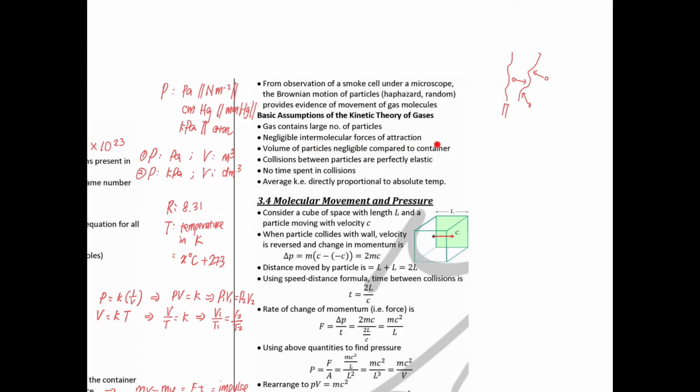Compared to the container, it is a very large container, so of course its volume is very big, and compared with the volume of particle, this is very small. So we assume zero. Collisions between particles are perfectly elastic. So when we say this, that means there is no loss in kinetic energy. Kinetic energy remains. No time spent in collisions.